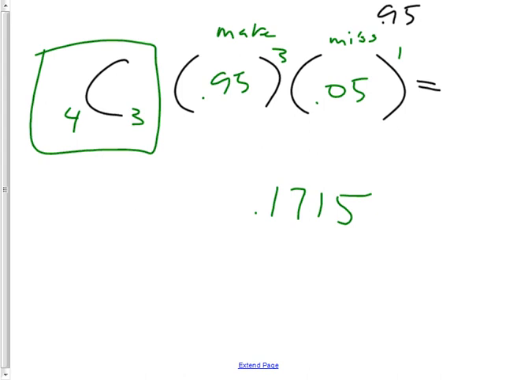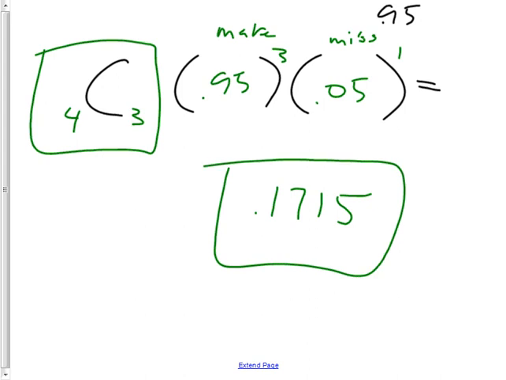Now this one, this 17.15, that means there was only a 17% chance of that happening. What do you think was more likely that would have happened? Would have made all of them. Would you please figure out that one? Find the probability that he'd make all of them.